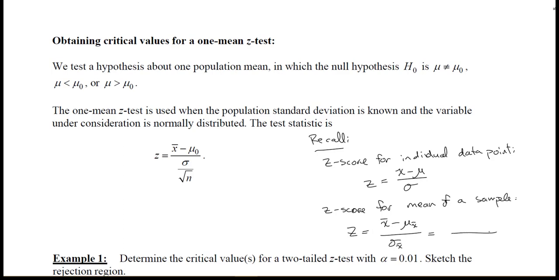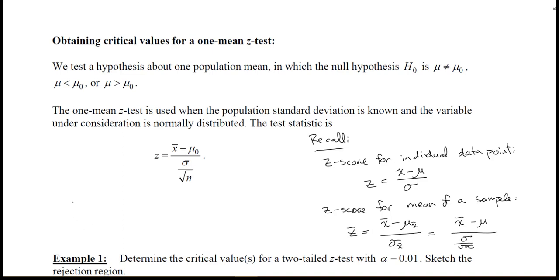And remember, how do we get those? So this is going to be x bar, the mu of all the x bars is just the mu, and the sigma of all the x bars is going to be sigma divided by the square root of n. Okay, and so basically what we've got here when we do our z-score is we're subtracting in the numerator mu0 from the sample mean.